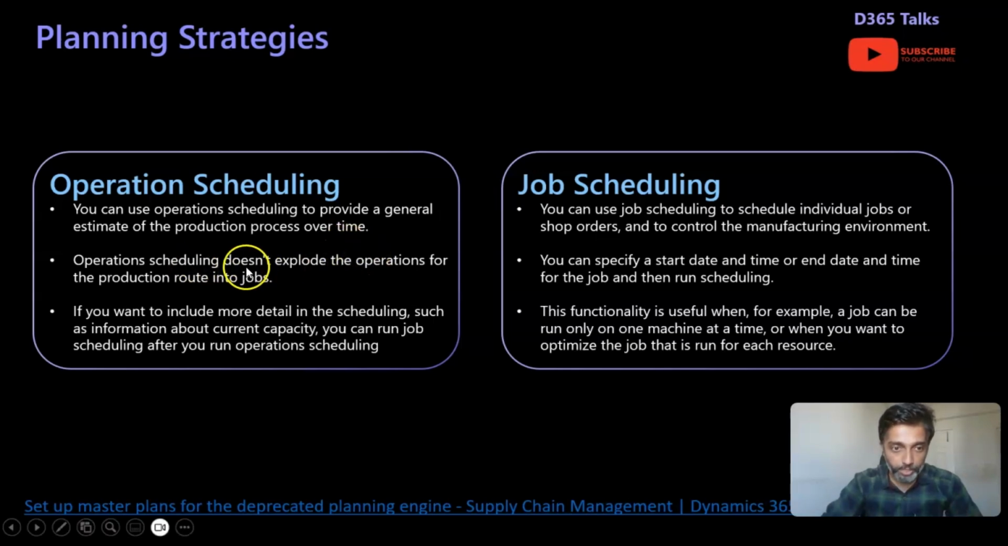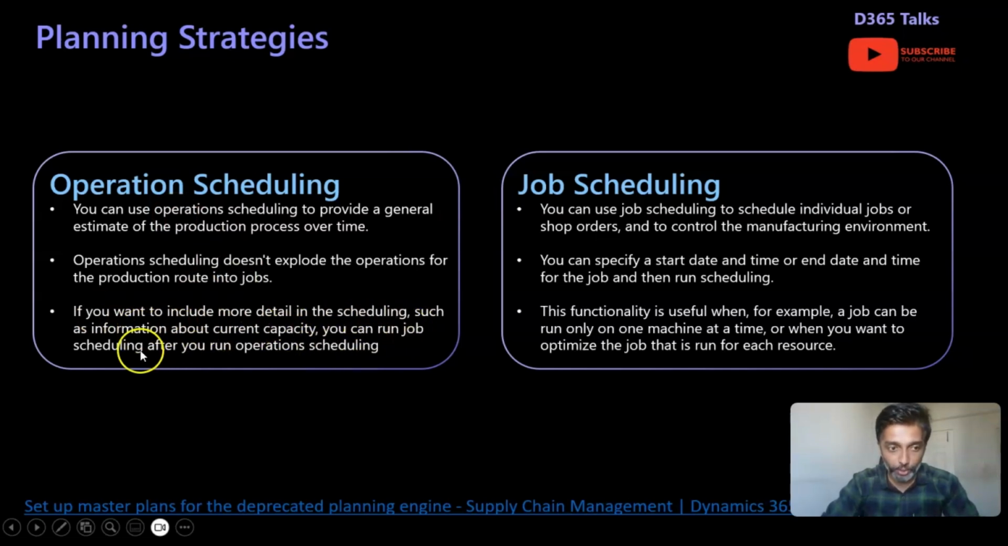But when you do the operation scheduling, it does not explode the operations for the production route into jobs. If you want to explode the operations of the production route into jobs at the resource level, let's say I do the stitching of the shirt on multiple machines with multiple laborers working, and you have the capacity to manage and monitor it at the job level, then you primarily need to use job scheduling. But at the operation level, that explosion is not required.